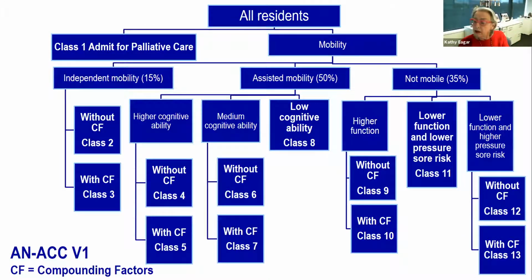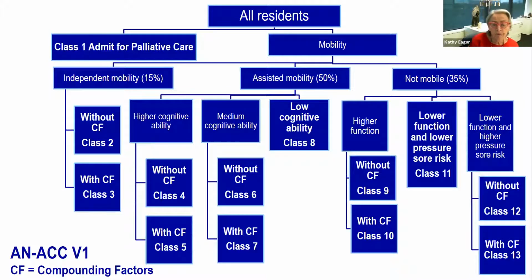This is the classification. It's got 13 classes. The first class is for people who are admitted to aged care specifically to get end-of-life care, defined as the last 3 months. Set that group aside and you'll see the very best predictor of need for care is how independent a person is, and that is their mobility.